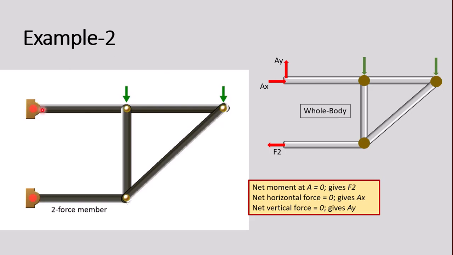In this frame, we have a multi-force member, 3 two-force members, and 2 complex pins. So we will have 1, 2, 3, 4 free body diagrams for the 4 members, and 2 more free body diagrams for the 2 complex pins.